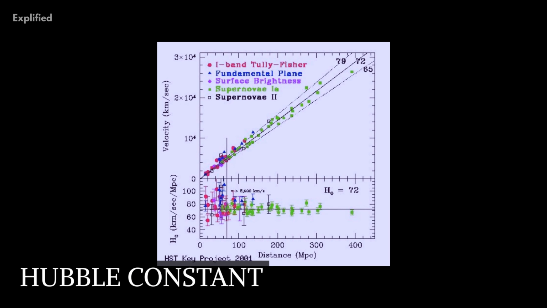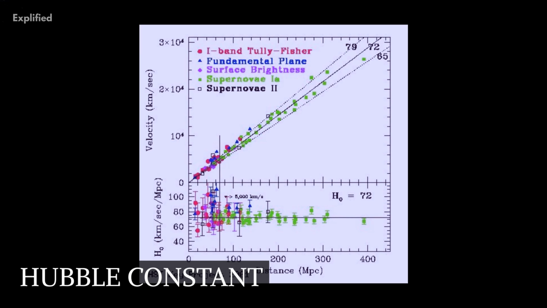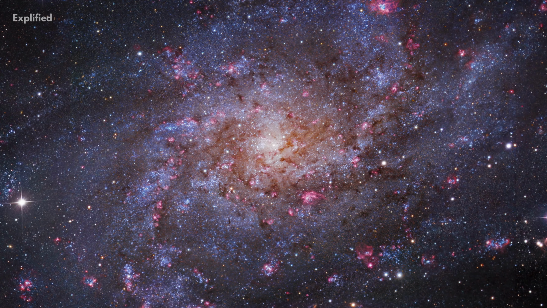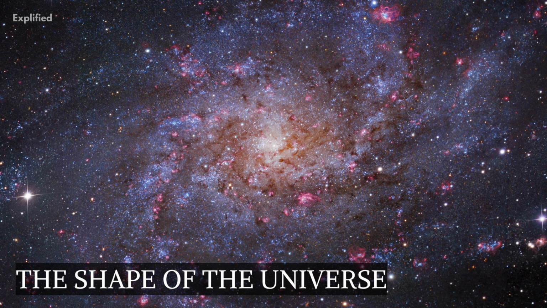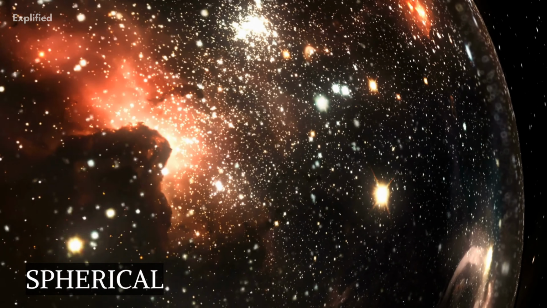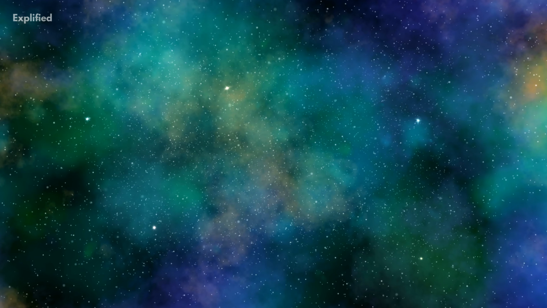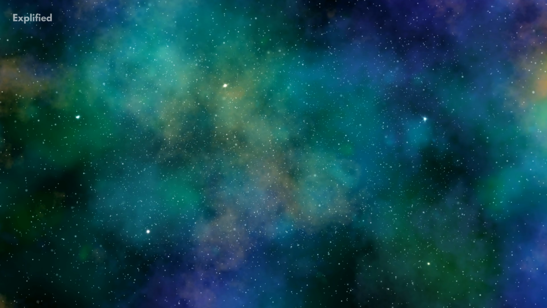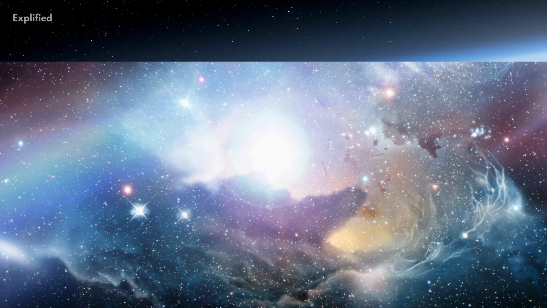The value of the Hubble constant gives us the idea of how old the universe is, and the shape of the universe, whether it is flat, spherical or parabolic, and also gives us insights on the fate of the universe, whether the universe will keep expanding, or will the expansion slow down and the universe will collapse on itself.